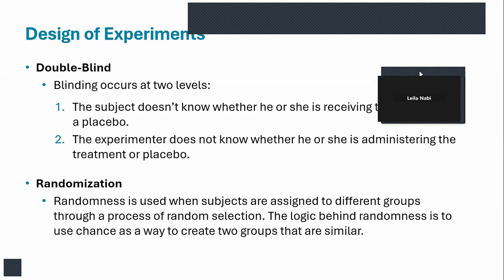Double blind occurs when the subject doesn't know if they're receiving the treatment or the placebo, and even the researcher does not know if any of the subjects are receiving the treatment or placebo. This is called double blind, and a third party will do that in the study. And the randomization is used when the subjects are assigned to different groups through the process of random selection, which means that everyone has a chance to be chosen in each of those groups.